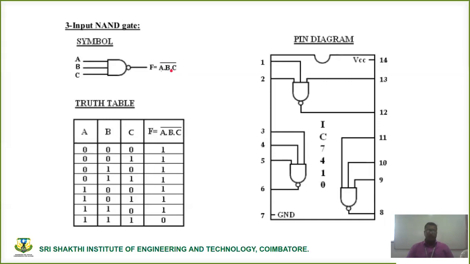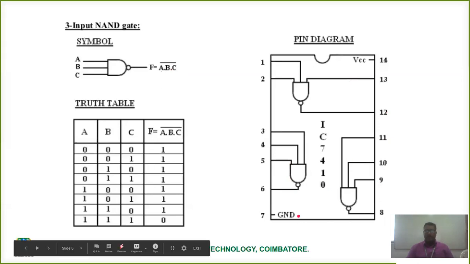Okay, so here the pin details are the same as the 3 input AND gate, right? The IC number will be IC7410. So for the first gate, 1, 2, 13 are inputs, and 12 will be the output. For the second gate, 3, 4, 5 will be inputs and 6 will be the output. For the third gate, 9, 10, 11 will be the inputs, 8 will be the output, and ground and VCC will be 7 and 14 respectively.